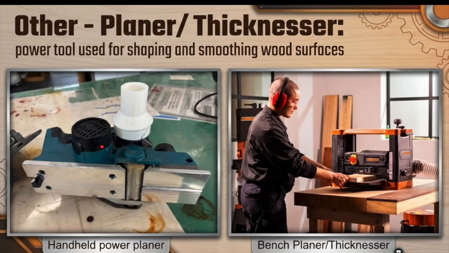Some other subtractive techniques can be a planer or a thicknesser, just depending on your use of that vocabulary. And this is a power tool used for shaping or smoothing wood surfaces. So this is a handheld planer, and this is a thicknesser, and you would run your wood through this and it would shave off the top of your piece of wood.